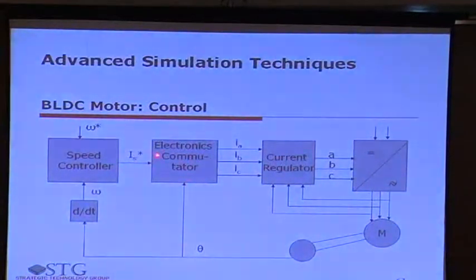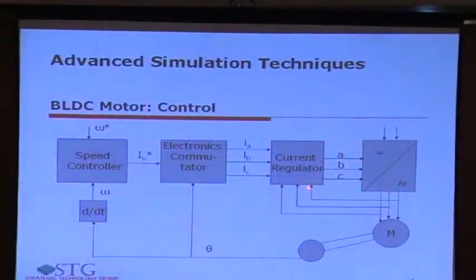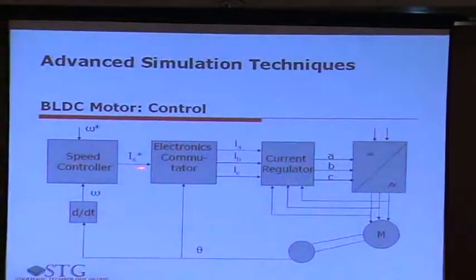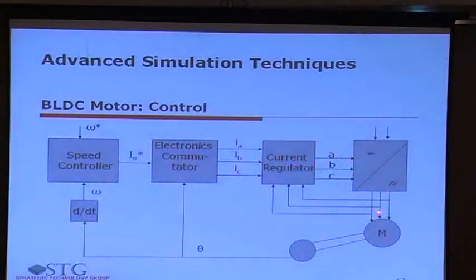So you are generating, you're having a current feedback here. Okay. So you take current reference and then generate three separate references, IA, IB, IC, and then from three separate references you generate three voltages, A, B, C, to drive your motor.